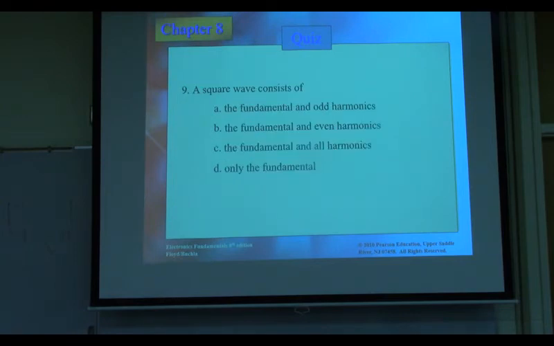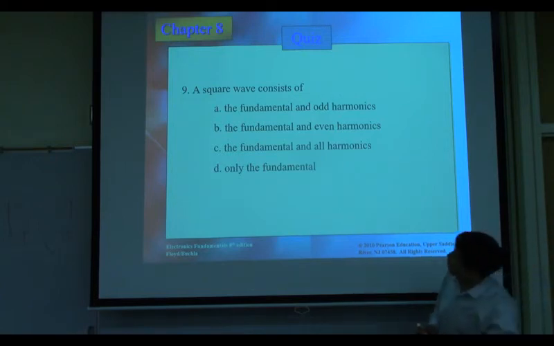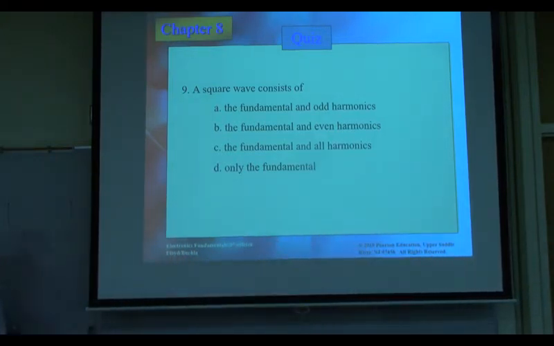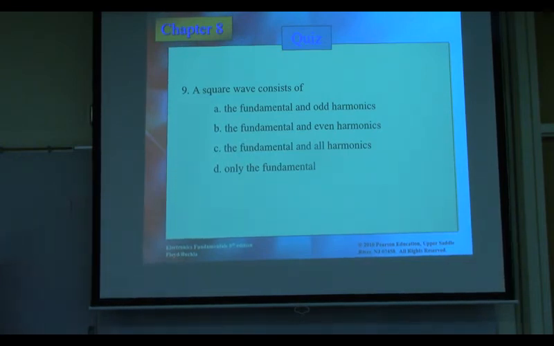A square wave consists of: fundamentals and all harmonics; fundamentals and even harmonics; fundamentals and all harmonics; only the fundamentals. Right, so here we need a little bit of explanation. C. Okay? Square wave, again.